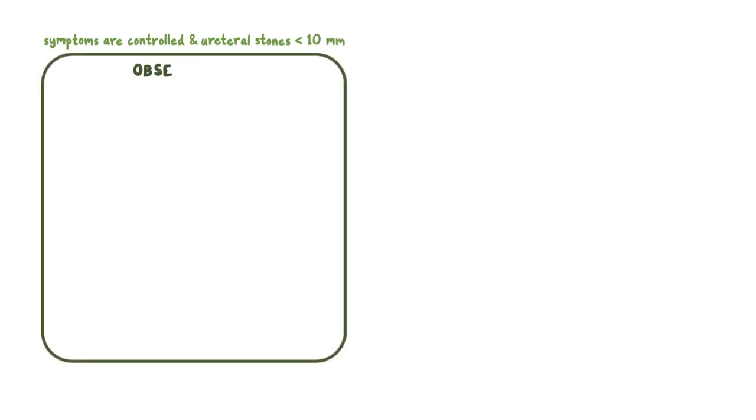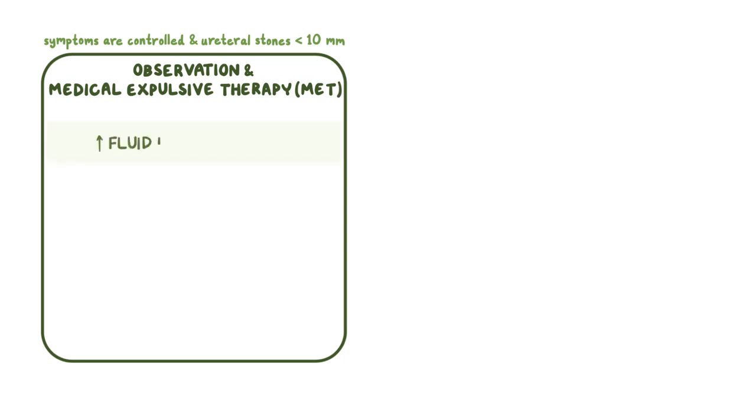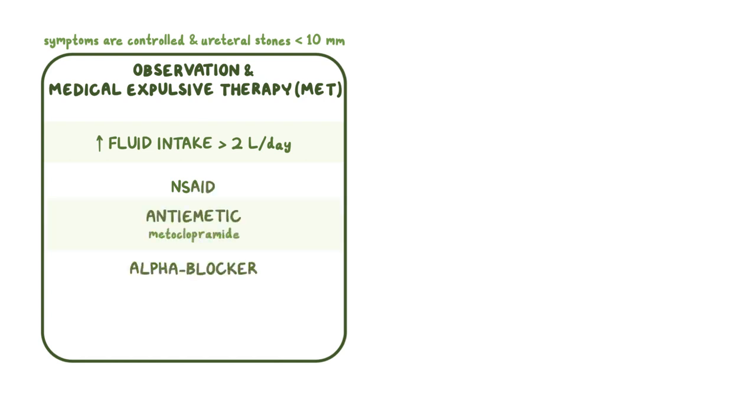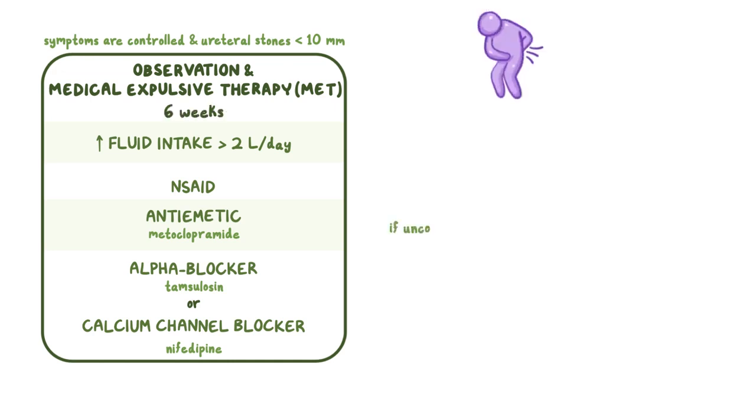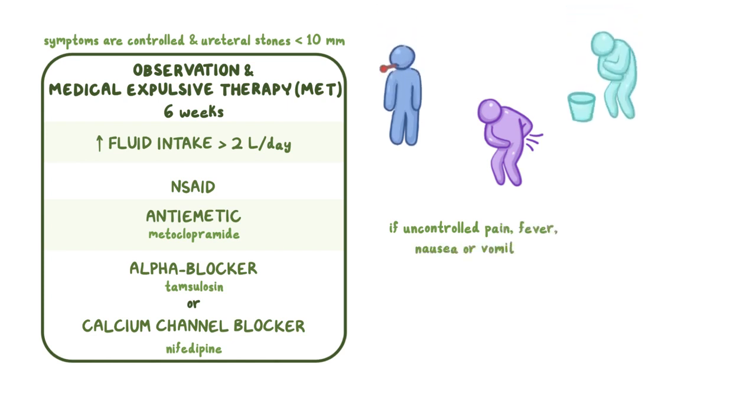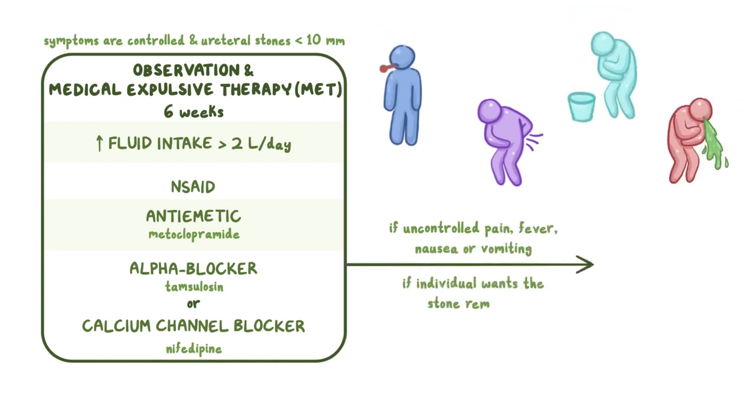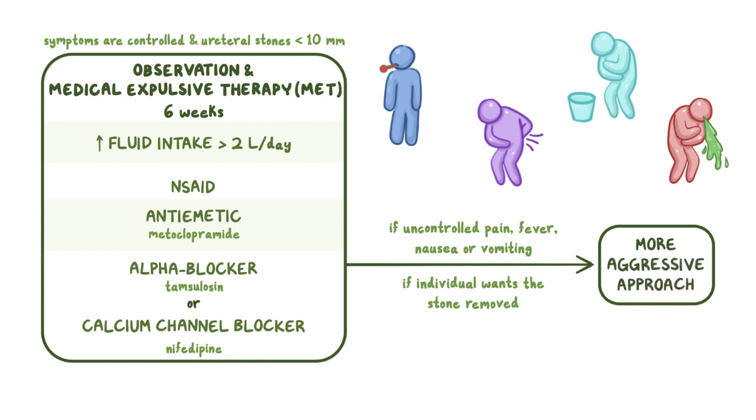Now, if an individual's symptoms are controlled and there are ureteral stones that are less than 10 mm, then initial management is observation and medical expulsive therapy, or MET. MET includes increased fluid intake, at least 2 liters per day, along with an NSAID and an antiemetic like metoclopramide. In addition, an alpha blocker like tamsulosin or a calcium channel blocker like nifedipine may be used to help pass the stone. This is done for about 6 weeks. During that time, if the individual has uncontrolled pain, fever, nausea, or vomiting, or if the individual simply wants the stone removed, then a more aggressive approach is taken based on stone location.